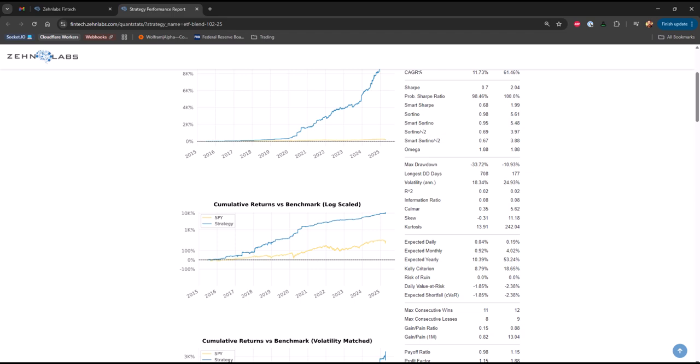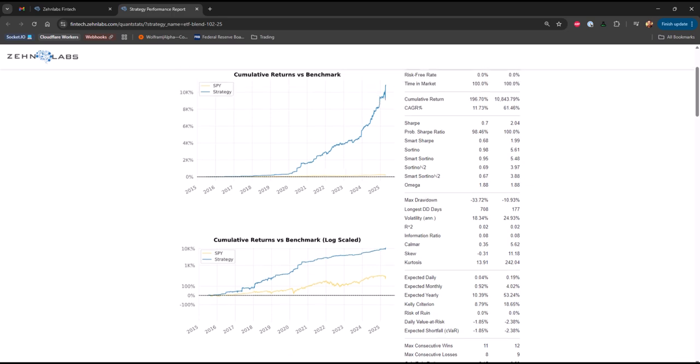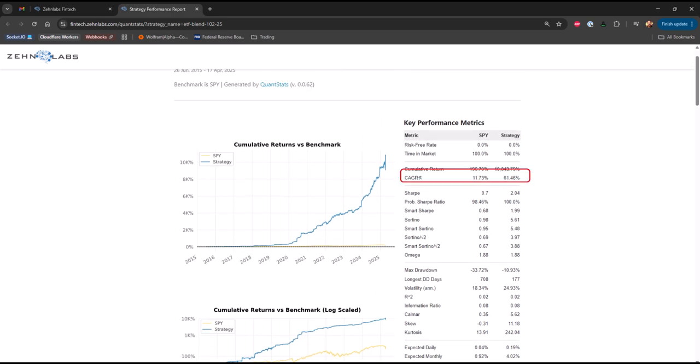The next thing that I pay attention to is CAGR, which stands for Compound Annual Growth Rate. In this case, we see that it's a bit over 61%. So over the span of the analysis period, this strategy yielded about 61% annualized. It is important to understand that this is an annualized number. It does not mean that every single year this strategy went up by 61%. In the left column, you see that during the same period, SPY's CAGR was about 12%.